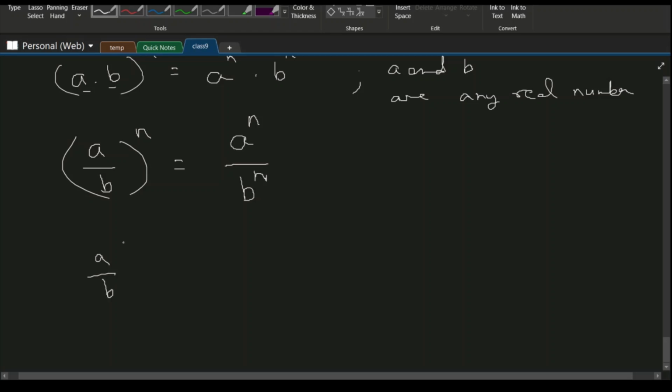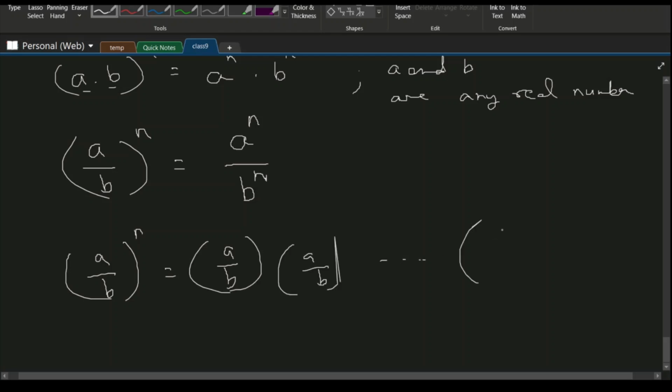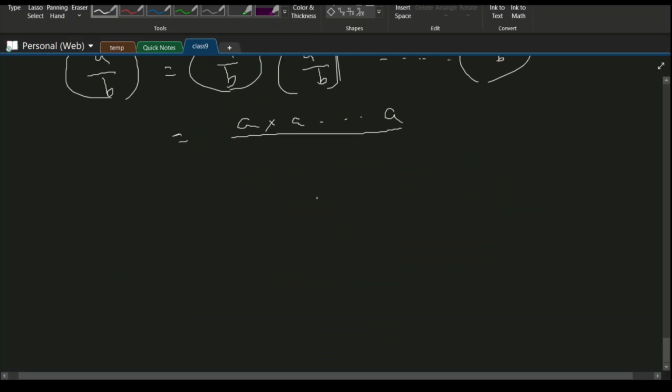Now this is again easy to see if I use the definition of the exponent. This is basically a by b multiplied with itself n times. In the numerator I can collect all the a's, so I'll have a n times, and in the denominator also I'll get b n times. So this becomes a to the power n by b to the power n.